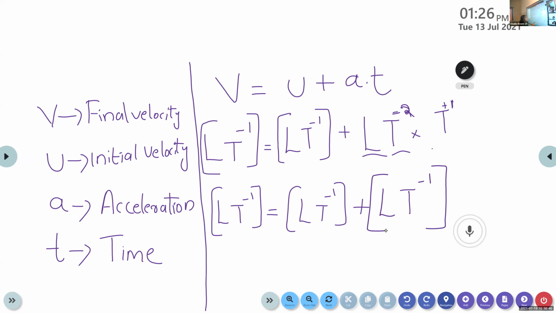Now check whether it satisfies the principle of homogeneity or not. Here we can see on LHS and RHS, each term represents the same dimensional formula, LT raised to minus 1. Here also LT raised to minus 1 and LT raised to minus 1. So does it obey the principle of homogeneity? Unmute and say. Yes, ma'am. Yes, here it obeys the principle of homogeneity. So we can say this equation is right, V is equal to U plus AT.